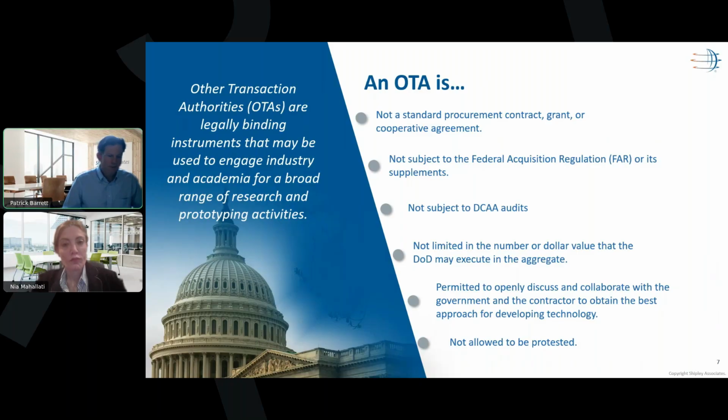Also, you're permitted to openly discuss and collaborate with the government. This is really the beauty of an OTA. A lot of times in FAR-based procurements, we feel a little bit stuck. We have all these great capabilities, we want to go solve the government's problems, but there's this barrier between us and our customers. In an OTA environment, we're actually able to have open discussions and collaborate with them. Ultimately, the goal is to develop and deliver the right technology at the right time to solve a hard problem for them. And then typically, an OTA is not allowed to be protested, but we'll talk a little bit later about a way that it can be protested.